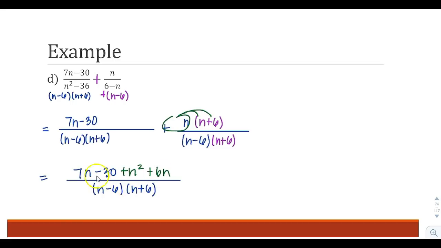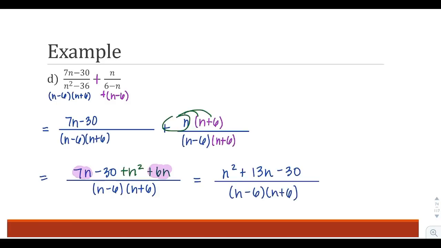And then now we can combine our like terms in the numerator. So we have 7n and 6n. So this is going to become, in descending power order, we'll write n squared first, plus 13n minus 30, over n minus 6, n plus 6.